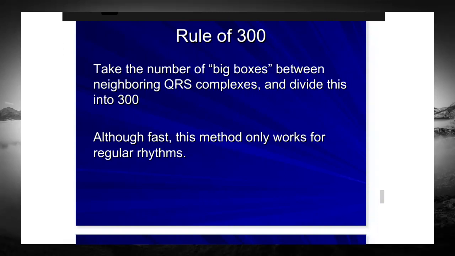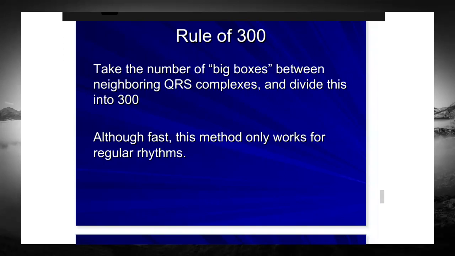So we take the number of big boxes between neighboring QRS complexes. Usually what you'll try to do is find the QRS, you'll see the R wave, 2 positive ones, as you're going along, counting where those QRSs are. And remember, each of those QRS complexes represents the ventricle depolarizing. So you'll go in between those and count the number of big boxes between them, and then you would divide 300 by that number.